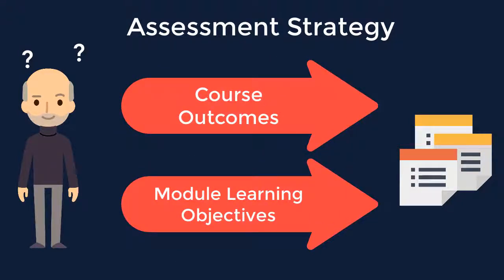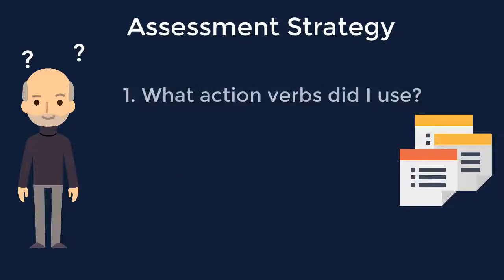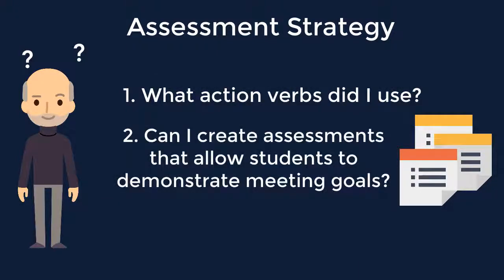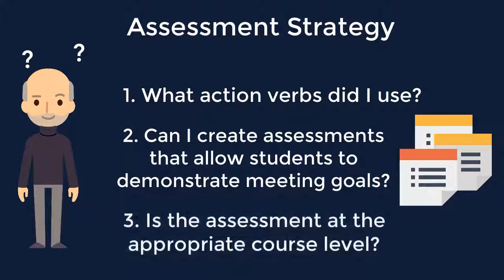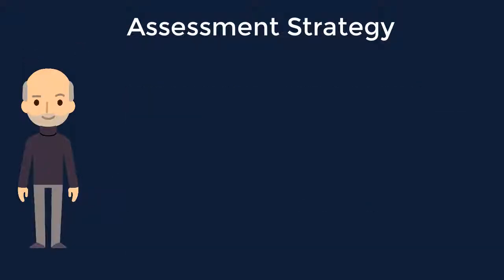You should ask a few important questions. What action verbs did you use in your outcomes and objectives? Can you create assessments that allow students to demonstrate meeting those outcomes or objectives? And is that activity at an appropriate level for this course? Let's look at an example of how to answer these questions.